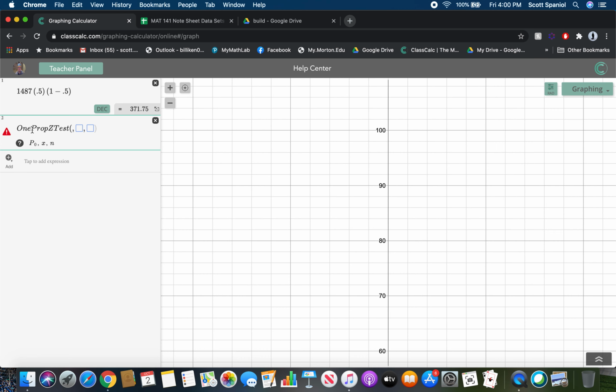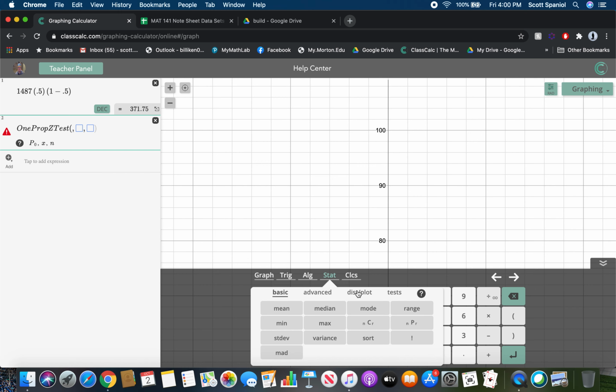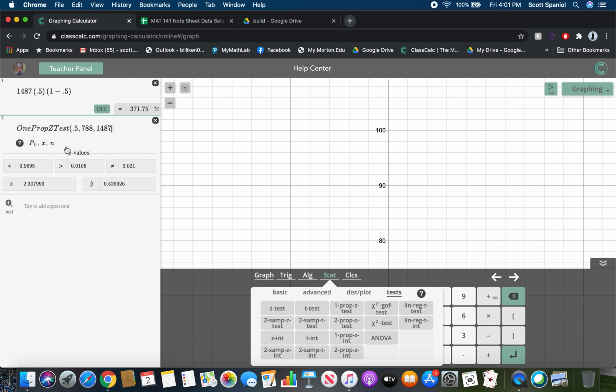So you can use the shorthand to get there, which is OPZT, or you can go down here and find it in the menu, right, under test, one prop z test. Okay, and so we put in our P naught, which is 0.5, our X value, which is 788, and our N value, which was 1487.